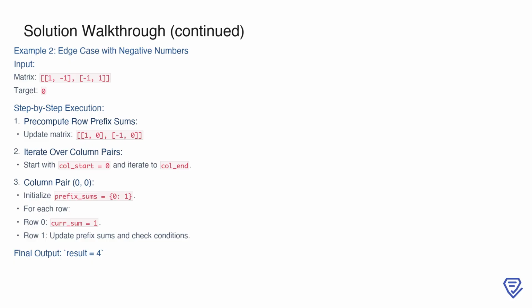As we traverse each row, we update the cumulative sum and check if the difference between the current sum and the target exists in the hash map. For example, in row 0, the cumulative sum becomes 1, and we update the hash map accordingly. In row 1, the cumulative sum changes, and we continue checking and updating. Using this process for all column pairs, we calculate that the total number of submatrices matching the target is 4.